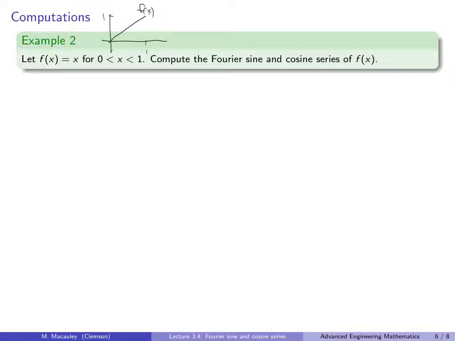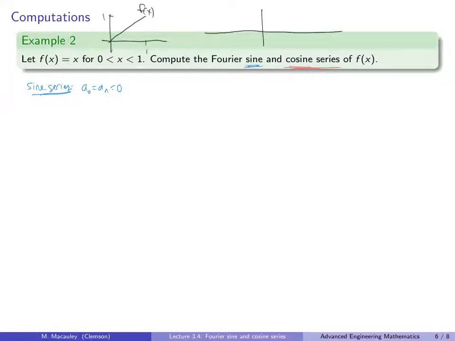Let's compute the Fourier sine and cosine series of x. So I'm asking two different things. Compute the Fourier sine series and compute the Fourier cosine series. So let's do these one at a time. Let's do the sine series first. Obviously, all the a n's are equal to 0. And before we start, let me sketch what this looks like.